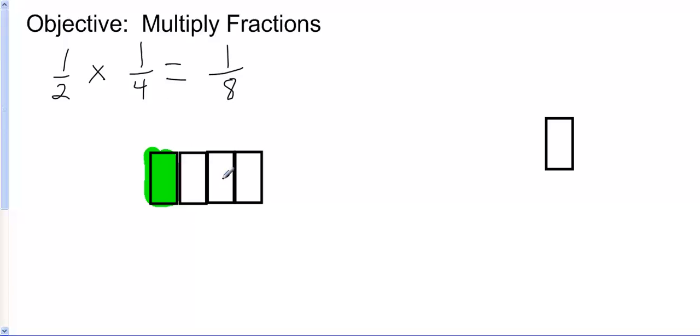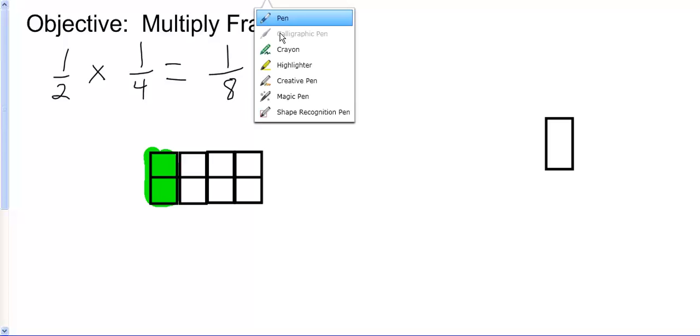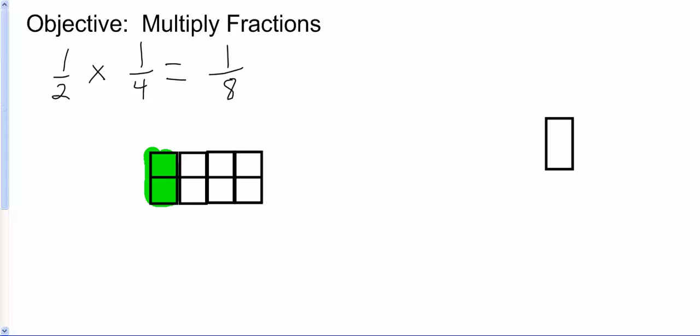Well, I have 1/4 here. Now I need to take half of that 1/4. Okay, I can do that. So I draw a line, and I take half of that 1/4. So I'm going to take the bottom half of the 1/4. I'll make that purple. So this is the bottom half of 1/4. Try that again.